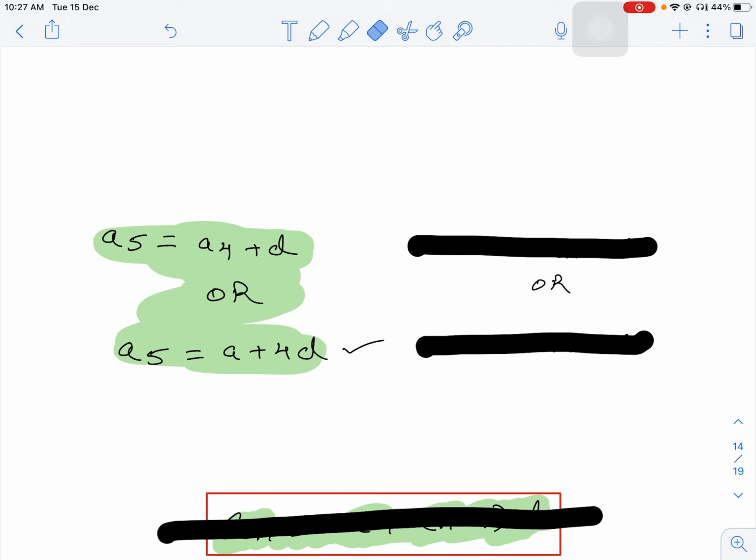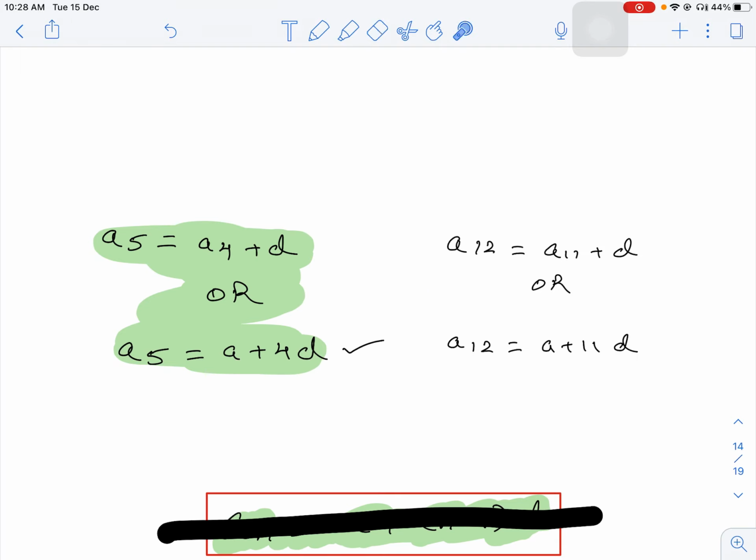Similarly, A12 can be written as either A11 plus D, or A12 can be written as A plus 11D. Now in this chapter, we are going to use this method.